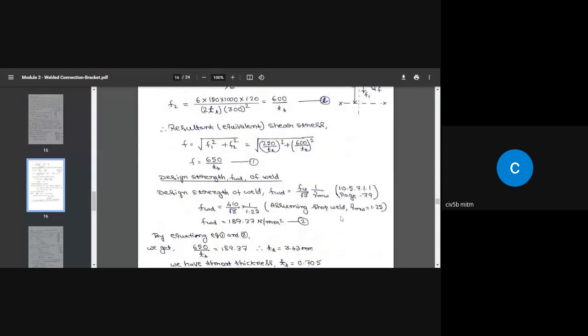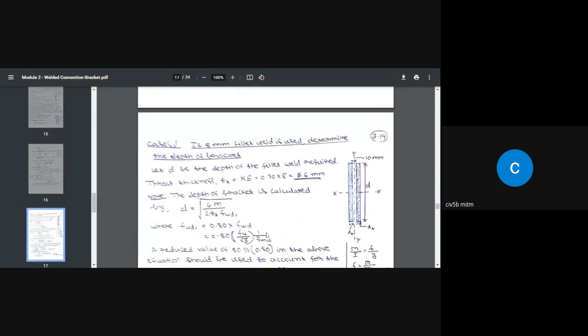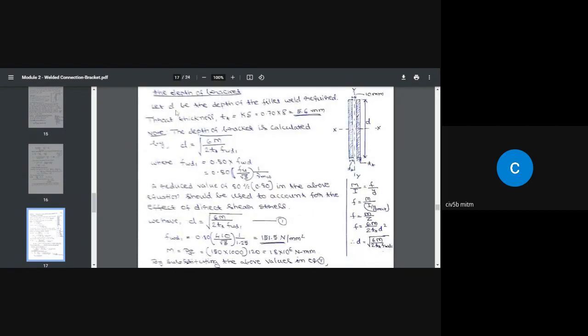Same formula, same steps, absolutely there is no change. Look here, D is the unknown. So if 8 mm fillet weld is used, determine the depth of the bracket. So we say let D be the depth of the fillet weld required. So that is equal to the depth of the bracket itself.